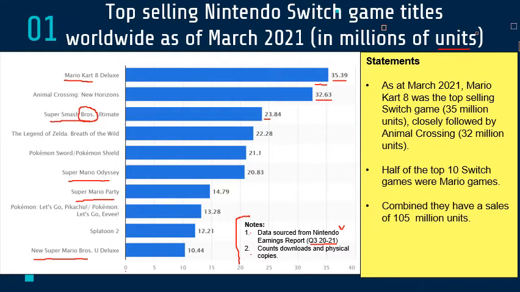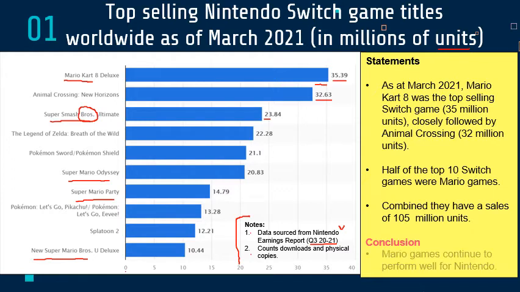Combined, they have sales of 105 million units. So if I was to combine all of these top 10 games, they would have a combined sale of 105 million units. I could have maybe framed that a little bit better because someone might think I'm talking about Mario games. But for all of these games, we're talking about 105 million units, which is quite a lot.